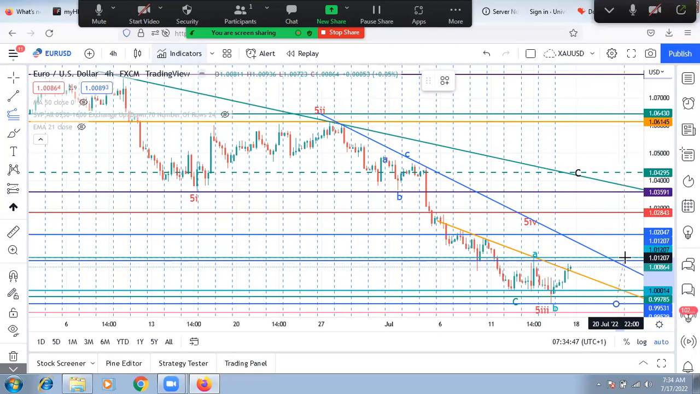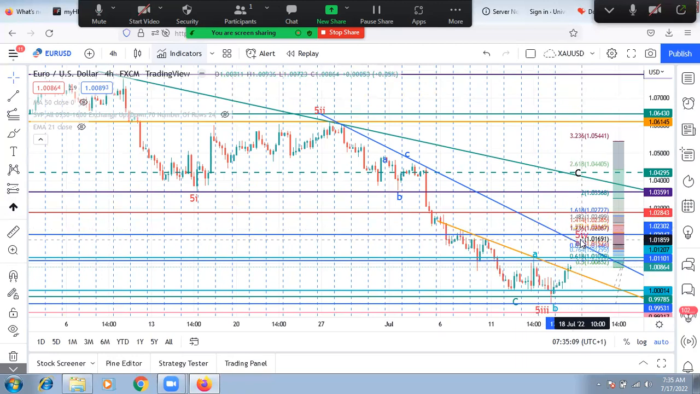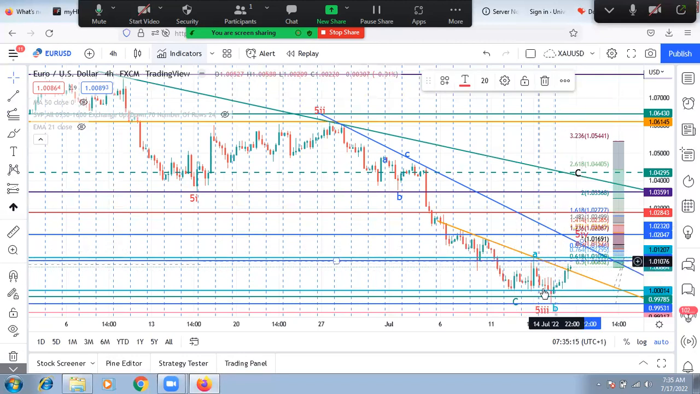We now take it back to the origin of A, which is at this level, to know where 123 is. 123 exactly marks 38.2, a Fib level, which is at this level. So this is a key level for price to break, because the correction here coincides exactly at 123 with 38.2.